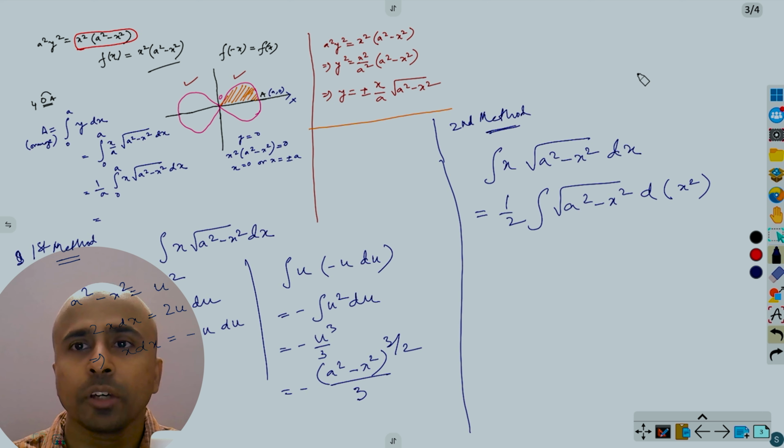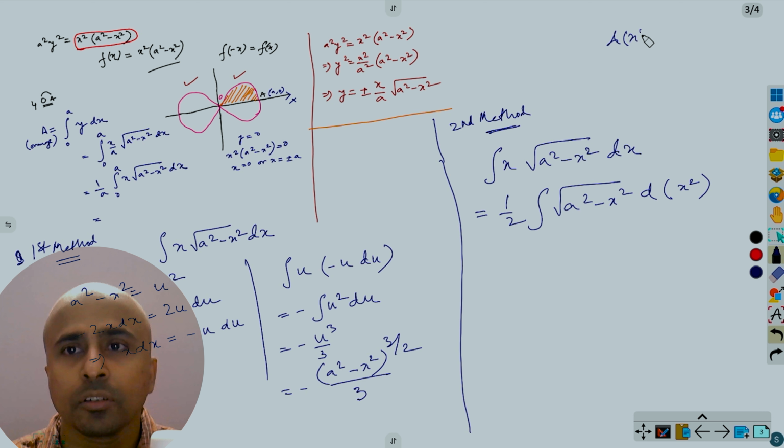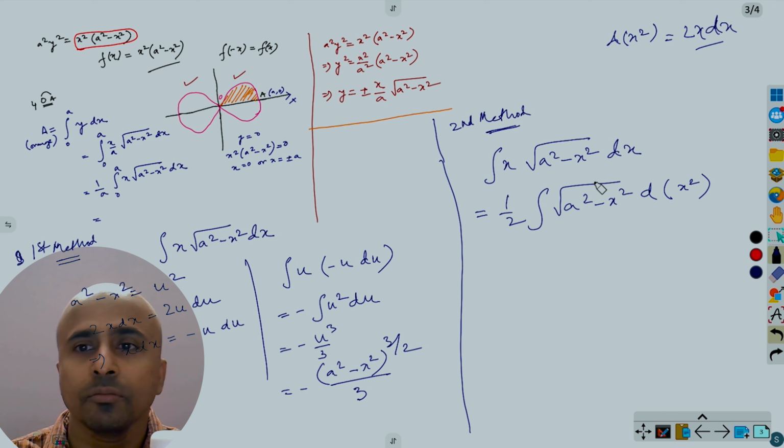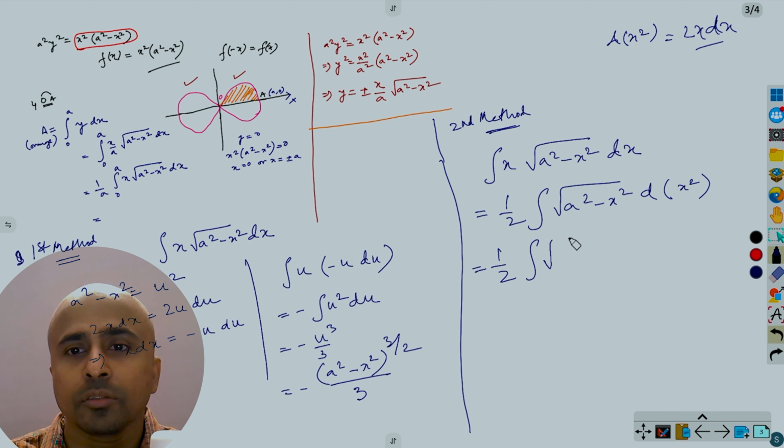Because d of x square, what is d of x square? d of x square is 2x dx. So I have taken a half outside. So this 2 and half will get cancelled out and we will get this one. Yes. Now we can write this in this way: minus of half d of a square minus x square.